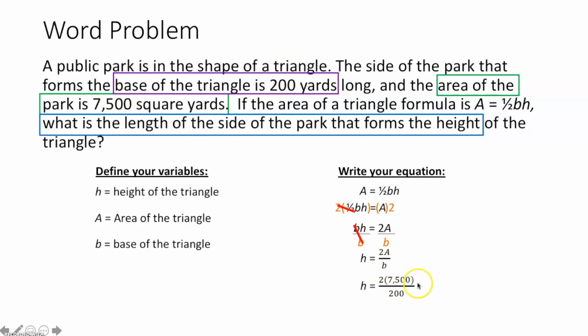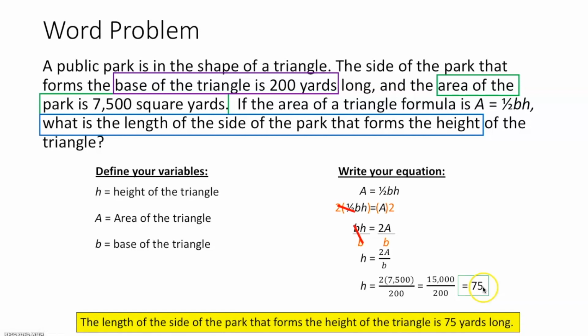Now I can simplify. Remember, when it's a fraction, you simplify the numerator first, then the denominator, then divide. So multiply these two together, and I get 15,000. Divide that by 200, I get 75. Do not write this as your answer. Your answer is going to be the length of the side of the park that forms the height of the triangle is 75 yards long. And you're done.